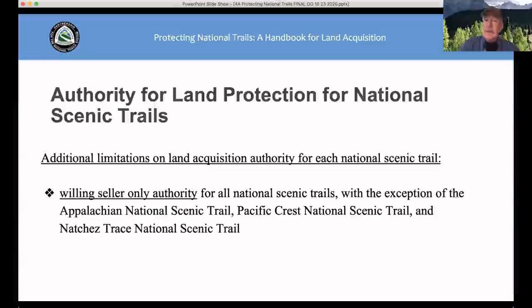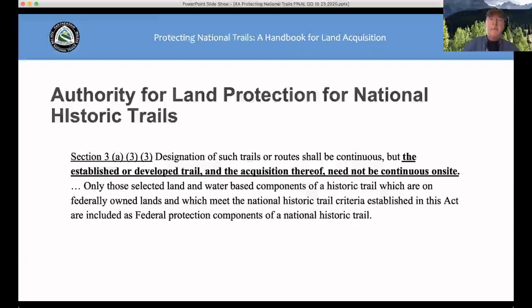There are additional limitations on land acquisition authority for each National Scenic Trail. It's basically willing seller only authority, with the exception of the Appalachian Trail, the Pacific Crest Trail, and the Natchez Trace Trail. Even for those trails these days, for 99.9% of the cases, it's a willing seller environment.